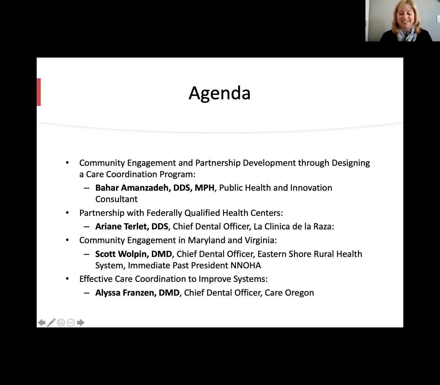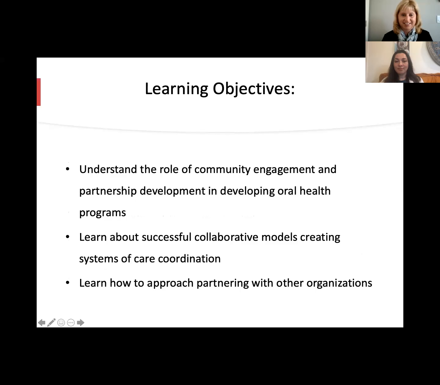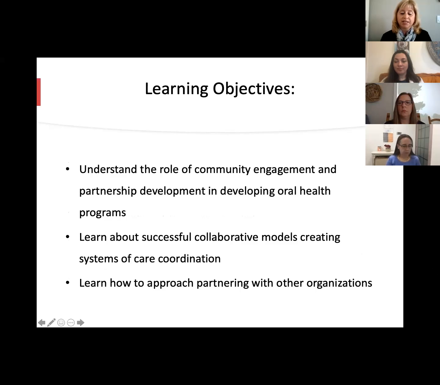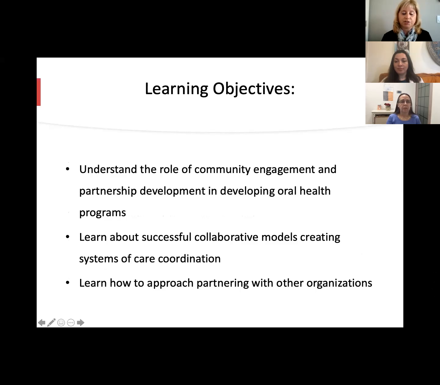Our focus today is on community engagement, partnership development, and care coordination. Here is our exciting agenda, and the presentations will be followed by a robust panel discussion. This session's learning objectives are to understand the role of community engagement and partnership development in developing oral health programs, to learn about successful collaborative models, creating systems of care coordination, and to learn how to approach partnering with other organizations.